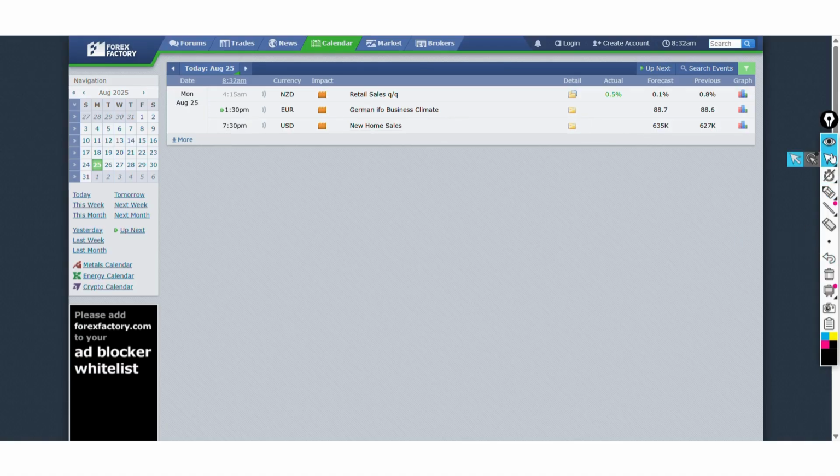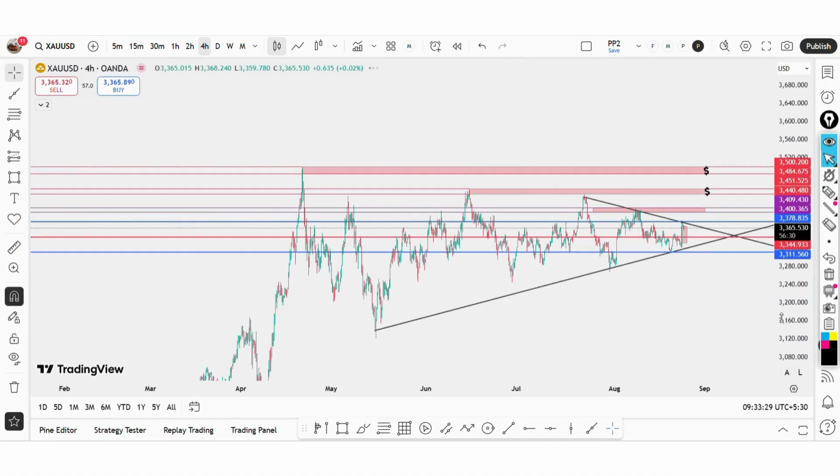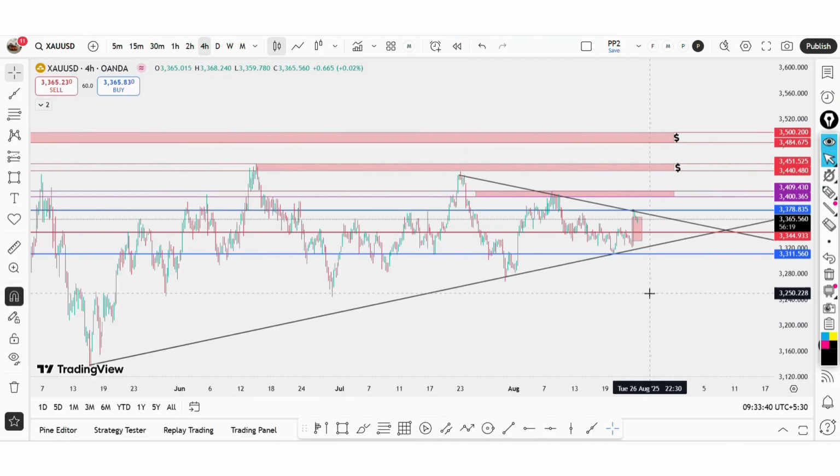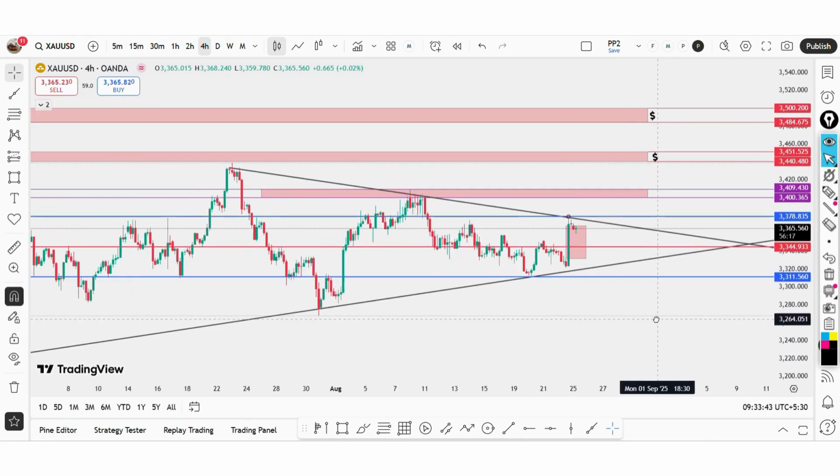Okay, so let's move on to our chart. This is a 4-hour chart, traders. In my previous analysis video I have shown you all the exact levels and explained each and everything in detail, so make sure you watch my previous analysis video first.